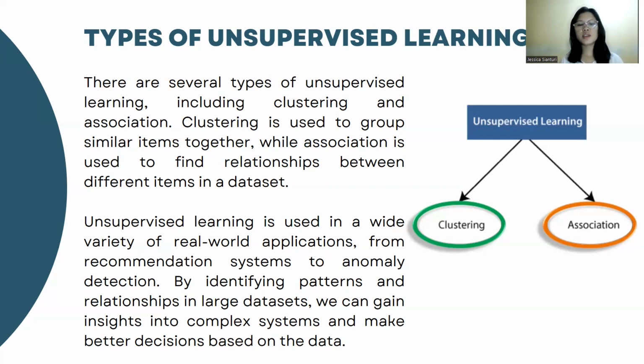Unsupervised learning is used in a wide variety of real-world applications, from recommendation systems to anomaly detection. By identifying patterns and relationships in large datasets, we can gain insight into complex systems and make better decisions based on the data. The first one is about clustering.